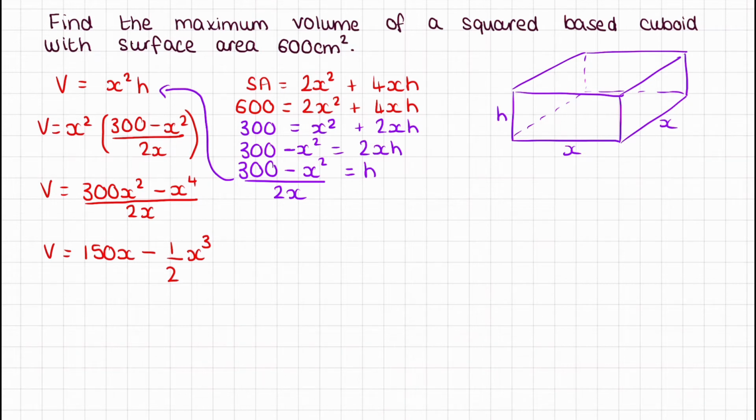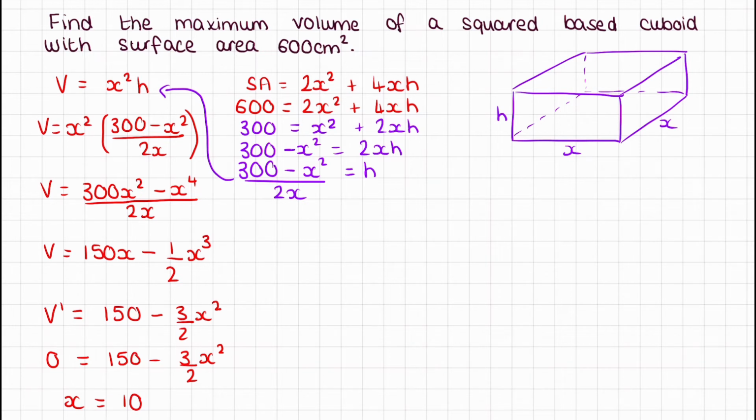So now we've got an expression for the volume. We need to optimize this to find the maximum. If we want to do this by hand, first of all, we need to find the derivative. So V dash would equal 150 minus 3 over 2 x squared. Then we want to make that equal 0 to find where our possible maximums are. If you were to solve this, you would find that x equals 10. So our maximum is when x equals 10.